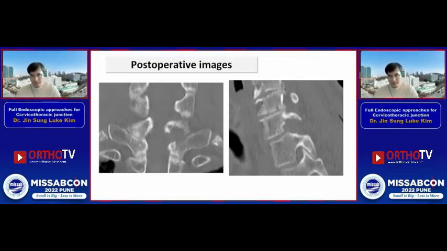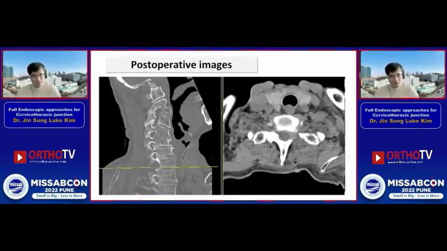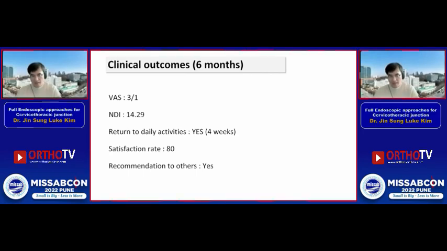This is the post-op images. I made a small part of the upper pediculectomy to make enough space. In cases of cervical disc herniation, many patients require a partial pediculectomy to make enough room for manipulating the nerve and the dural tube. So this is the post-op CT scan. This is the outcome.